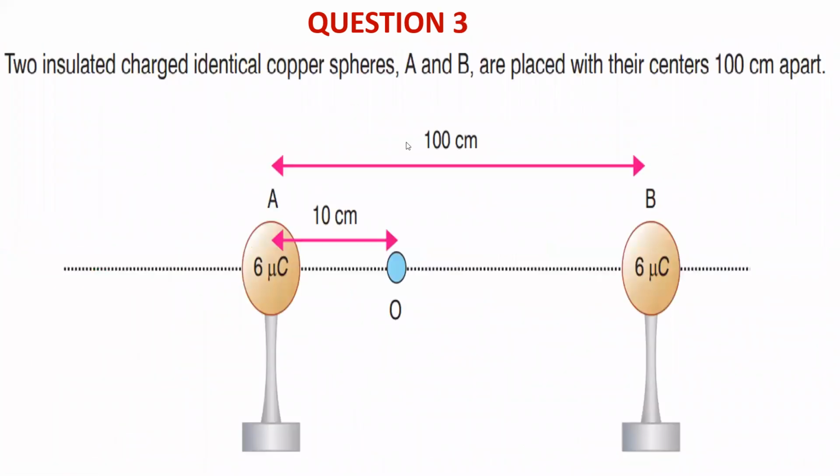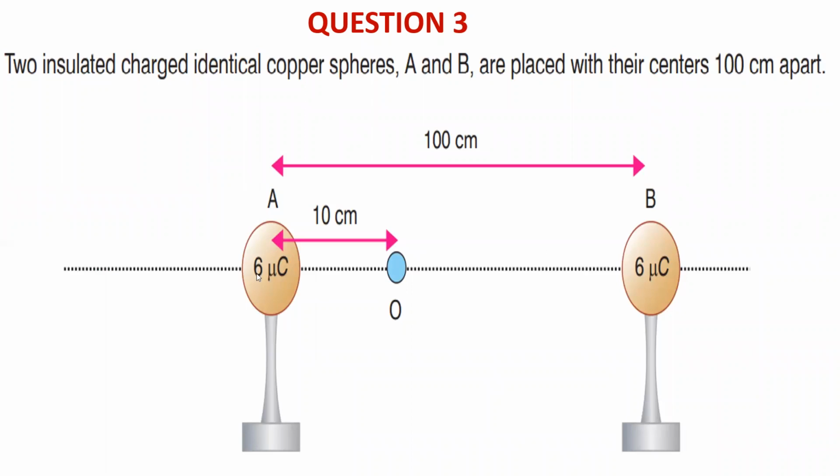Let's see question 3, the last question for today. Question 3 is coming now. Similar question. Let's see what they ask. We have two identical charged spheres, 6 microcoulombs and 6 microcoulombs, and then point O. The distance between charge A and point O is 10 centimeters. The distance between point O and charge B is 90 centimeters.